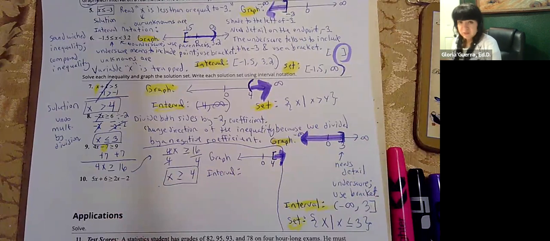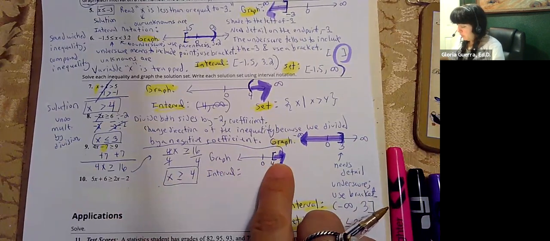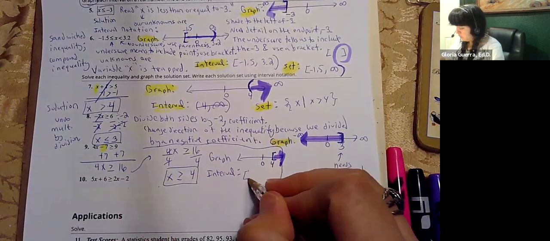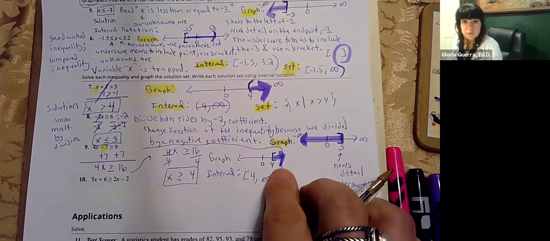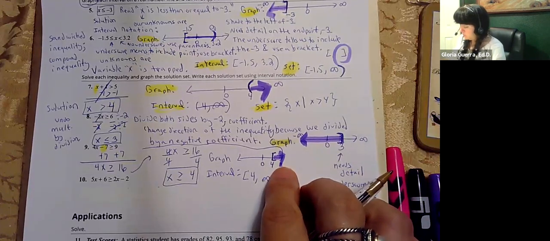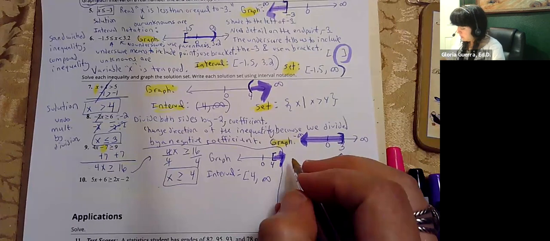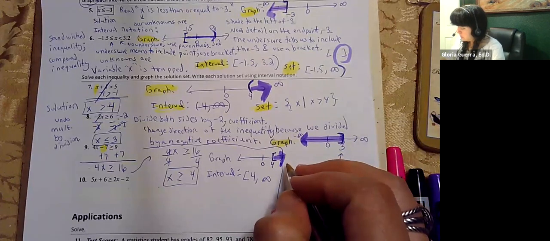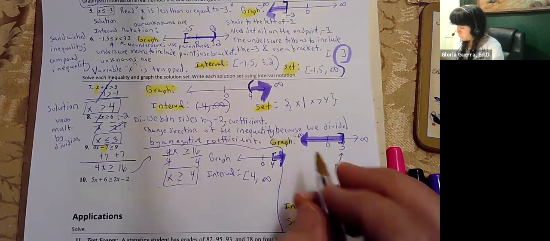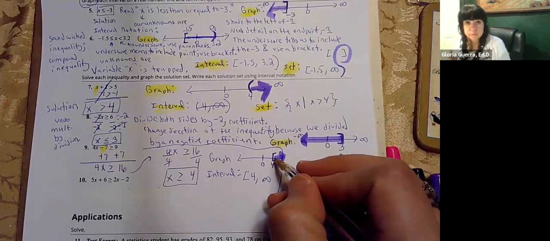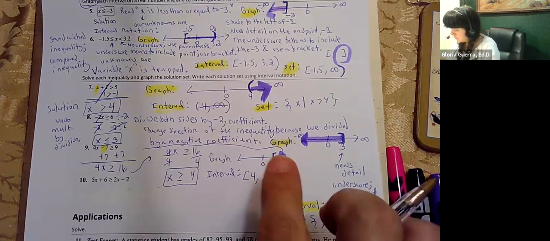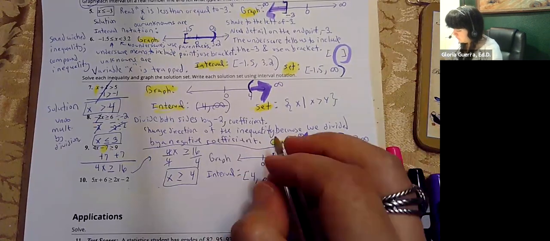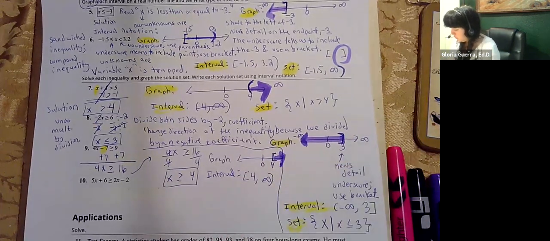So your interval is a snapshot of your graph. So you read it from left to right. First start with the bracket, 4, and then extend it all the way to infinity. Forward from 4 to infinity. So that's what this is, interval 4 to infinity. And on infinity, you want to use the close parenthesis.